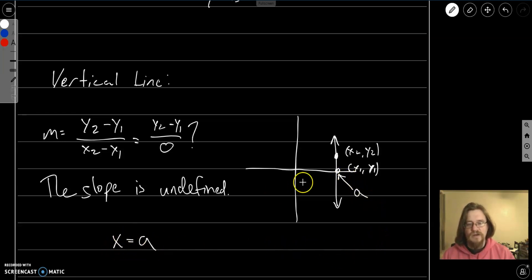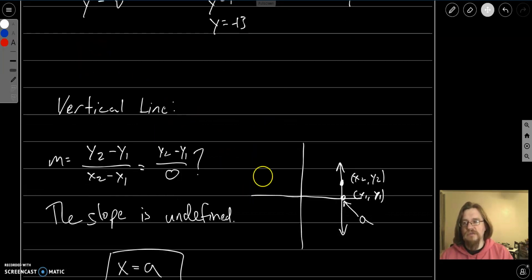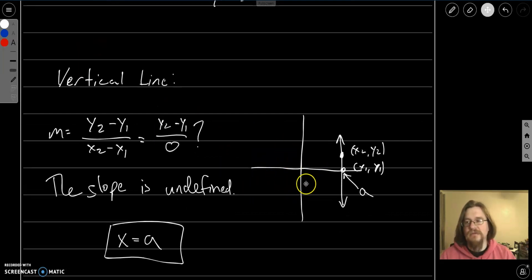And why is this? Well, we're going to fix a position on the horizontal axis, and our line goes straight up and down. So we can have any height we want. There's no restrictions on y, but x always has to be the same thing. So this is just the equation for a vertical line. For a horizontal line, it was y is equal to b. And that's enough for straight lines.